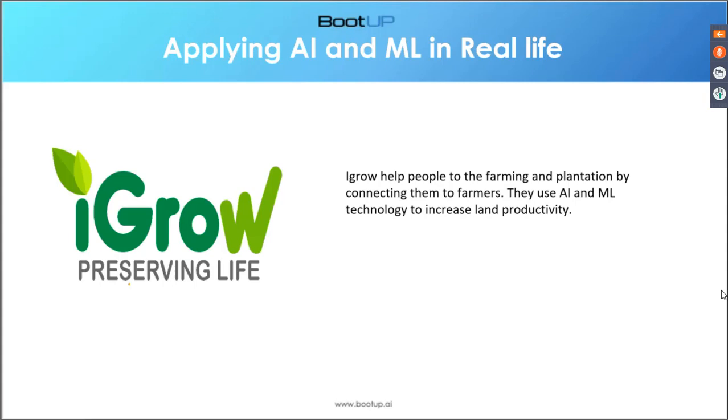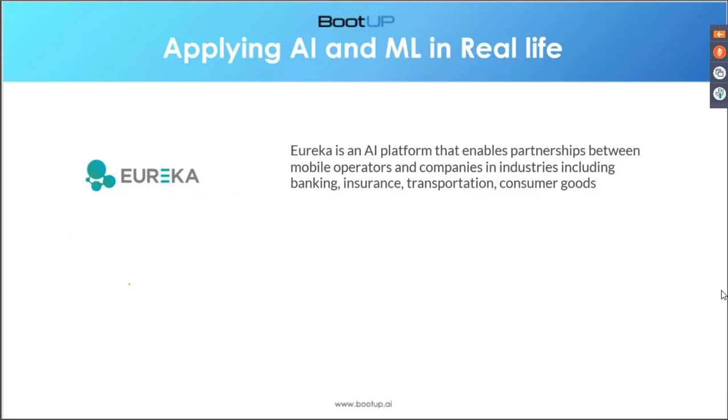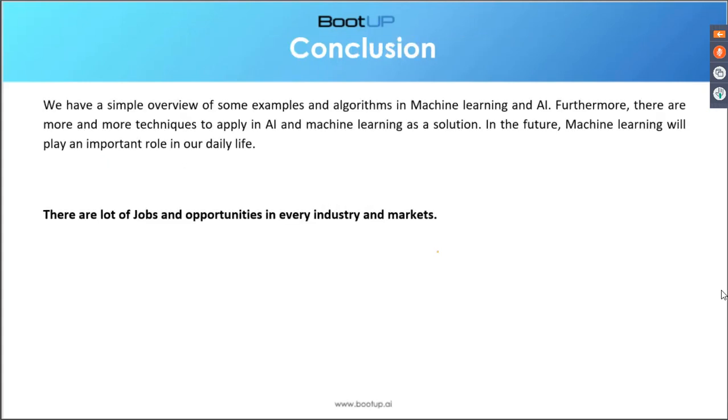iGrow is one of the companies that have been helping the Indonesian government and farmers to improve their way of working in agriculture and use technology to improve productivity in the agriculture domain. Eureka is another Indonesian AI platform, and they help with smart predictions for very popular companies from the domains of banking, insurance, transportation, consumer goods, and also some manufacturing as well.